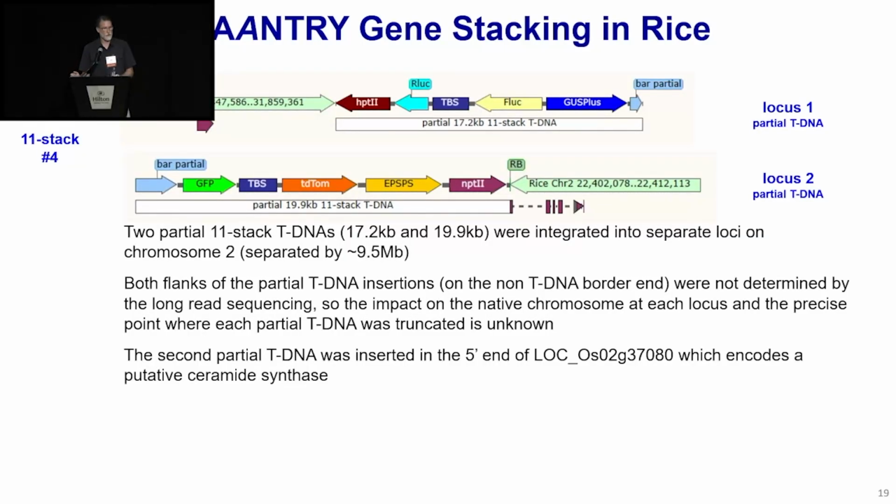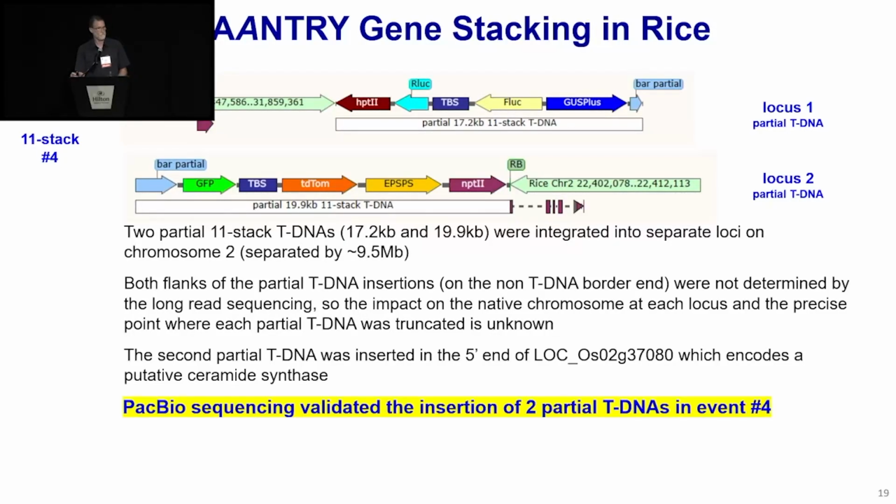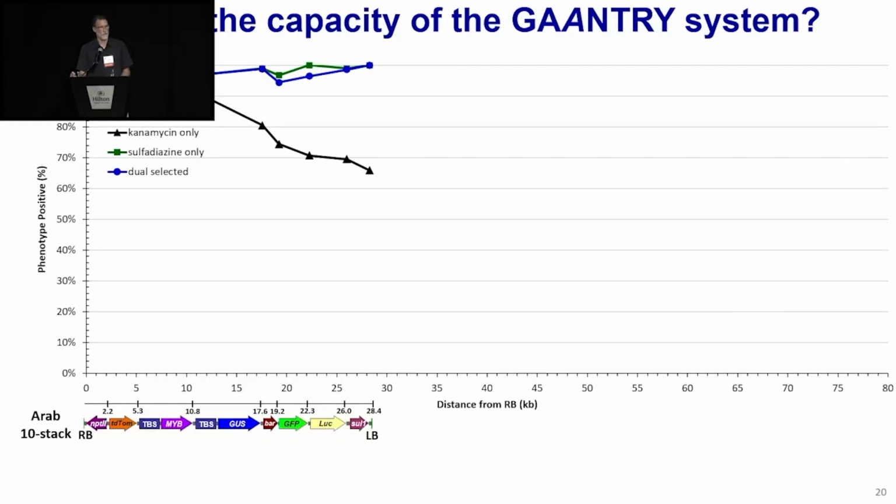The second partial tDNA was inserted into a gene, so it actually inactivated a gene in that particular event. So I was gratified to see that what we had discovered before, that this was an event that didn't contain a complete 11-stack tDNA, was validated with the long-read sequencing. But again, we validated 2 of the high-quality events were complete tDNAs as well.